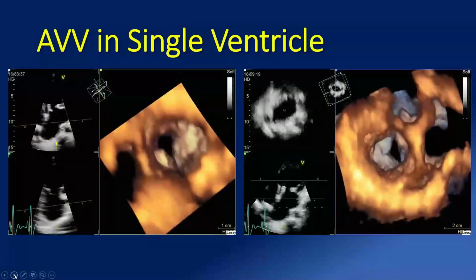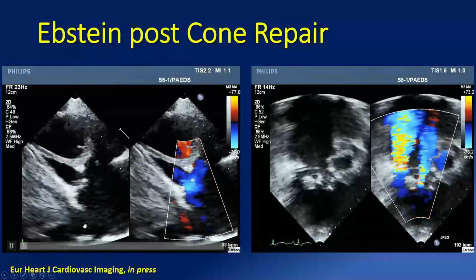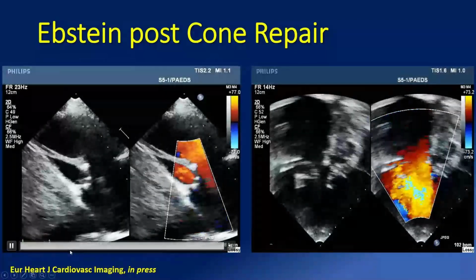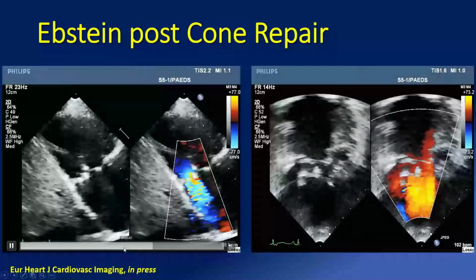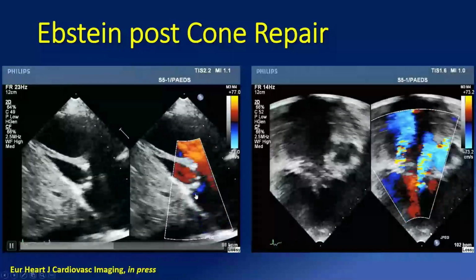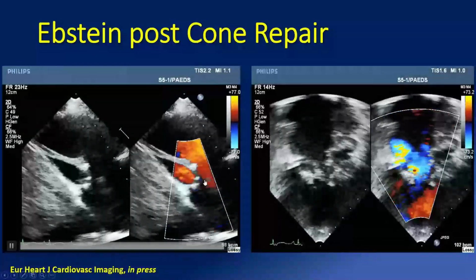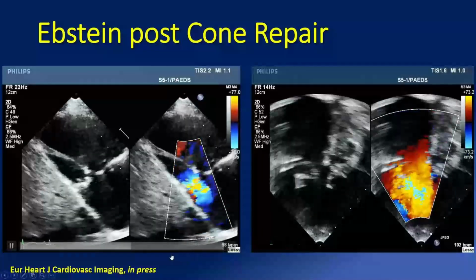This is another case we published a few years ago while I was at the Brompton. This is a patient with Ebstein's disease who underwent cone repair. As you can see, the cone was not so successful. There was a huge periannular leakage and significant regurgitation from the repaired valve.